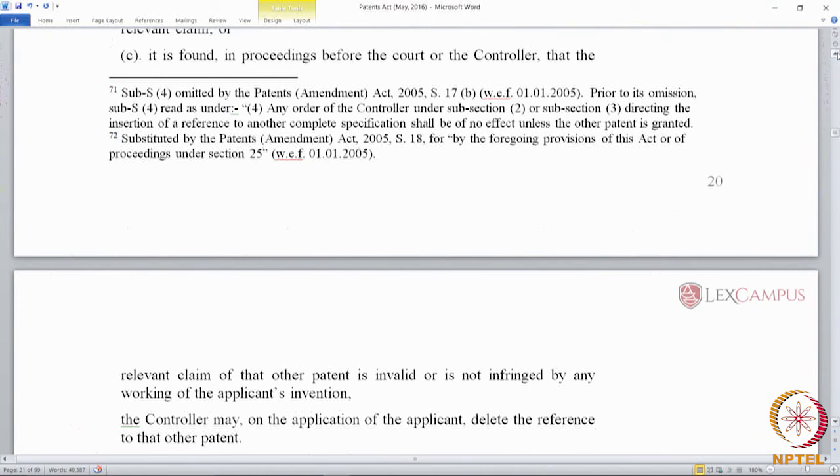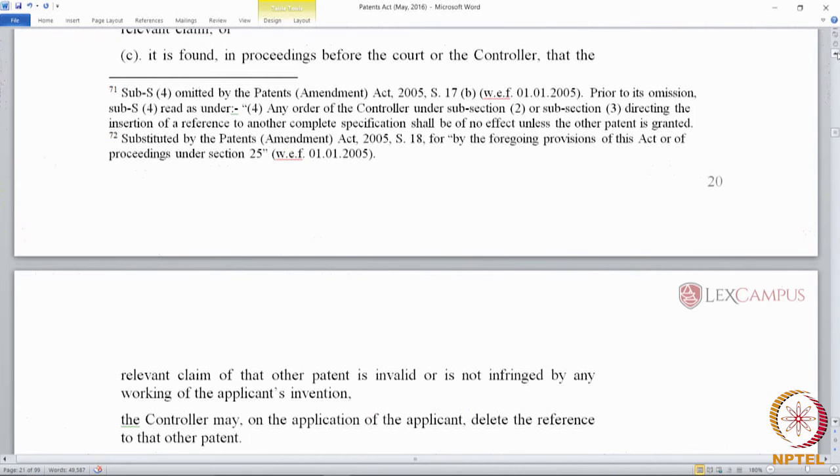Lack of novelty, lack of inventive step, lack of utility are all grounds for challenge. So, if the patent gets revoked, then there is no question of infringement. You can't infringe a patent that is revoked. So, both the factors are taken here: patents that are revoked, and patents that are granted and valid but not infringed.